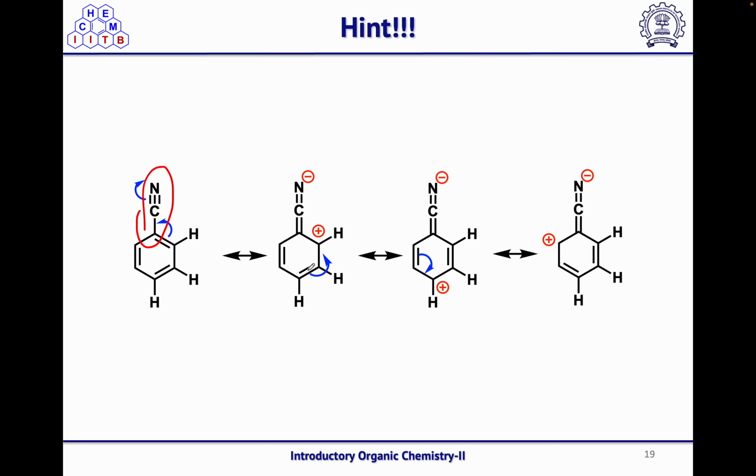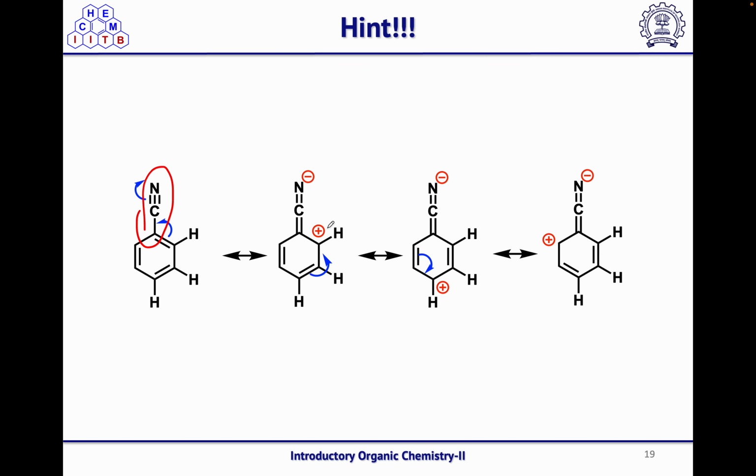Then electron density can be pushed from this bond to this side so as to neutralize this carbocation, leading to formation of this resonance structure, where a carbocation is generated at this para position. And similarly, so as to neutralize this carbocation, electron density can be pushed from this bond to here, so a carbocation will generate at this position. So what we can see from these resonating structures is that a positive charge is generated on ortho and para carbon.